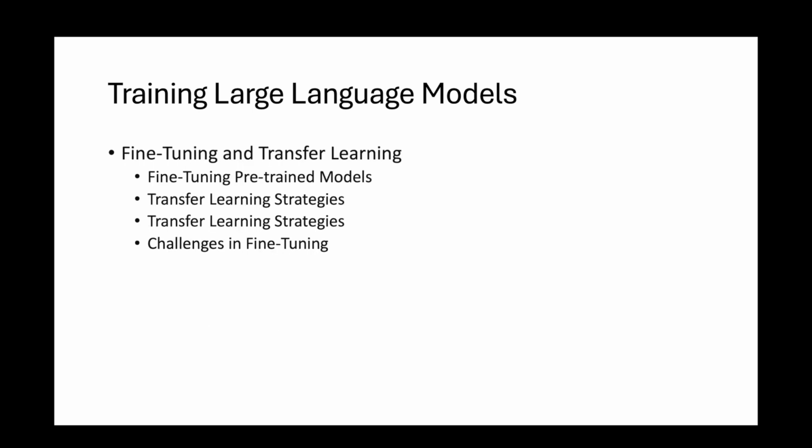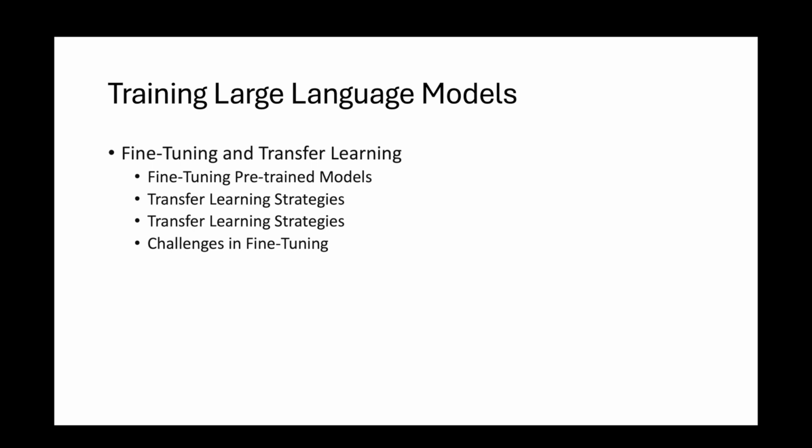Fine-tuning and transfer learning. Fine-tuning pre-trained models. Fine-tuning involves initializing the model with pre-trained weights and then further training it on a task-specific dataset. Fine-tuning allows leveraging knowledge learned from pre-training to improve performance on downstream tasks with limited labeled data.